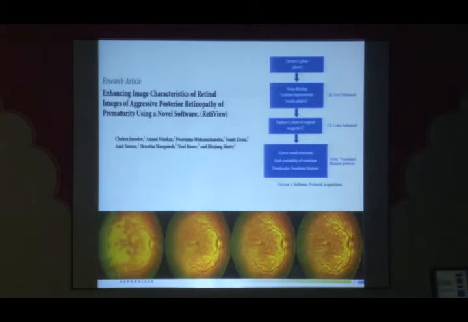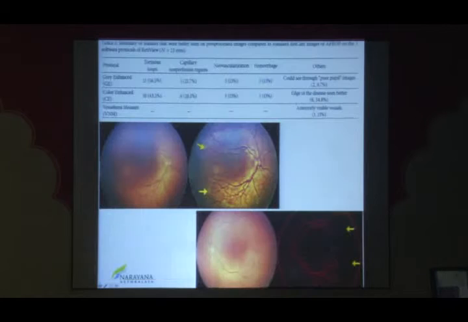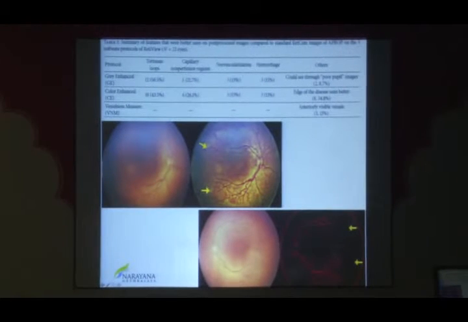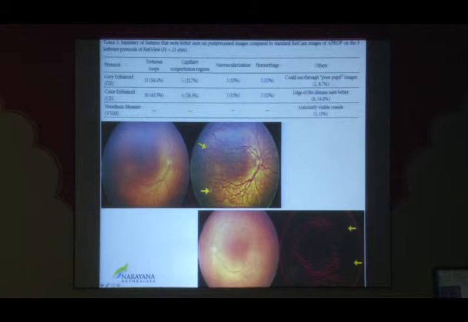I'm going to end with software analysis. This was work that we did with IIT Kharagpur. We took basic RETCAM images and played around with them. They do some sort of image extraction and then enhance it using some filters. I just want to show you a clinical application of this. When the images sometimes are poor and you cannot pick up the NVE, just color enhancing them gives you the ability to look at the flat neovascularization.